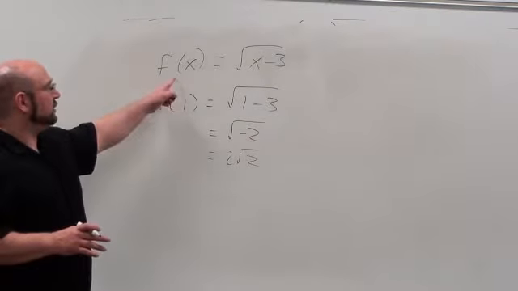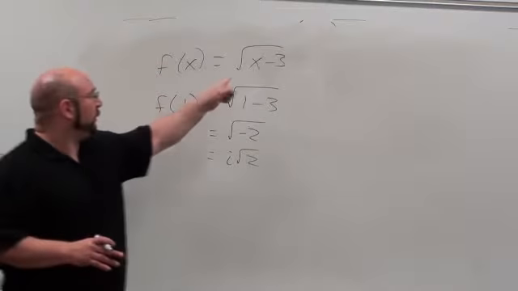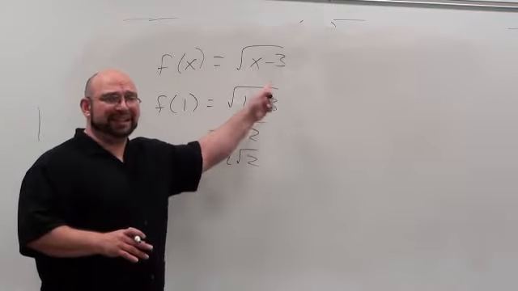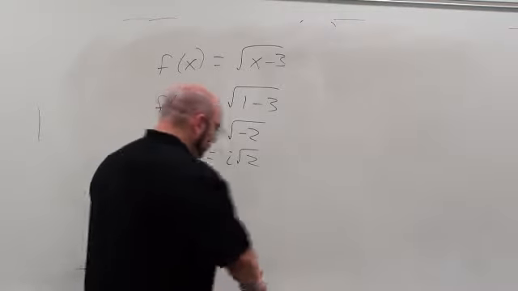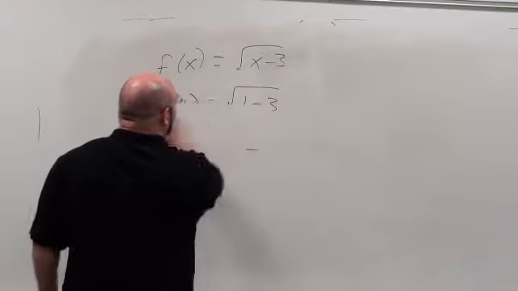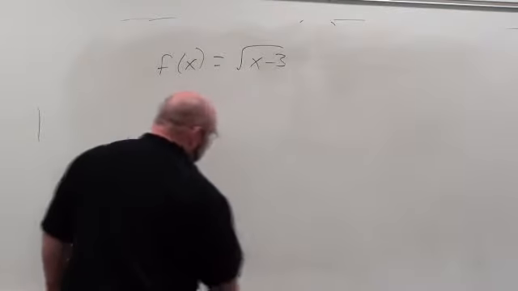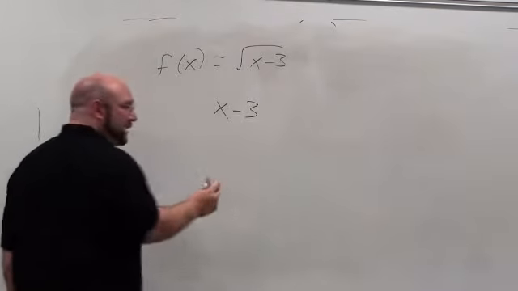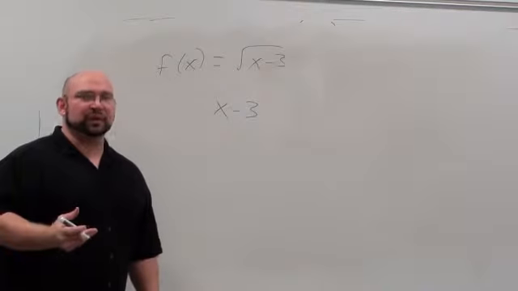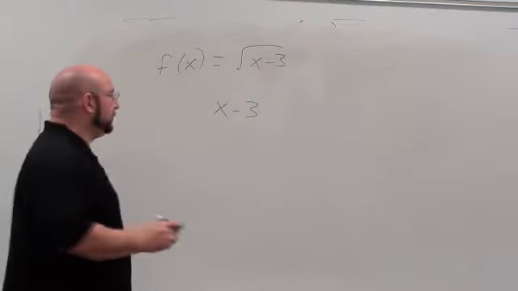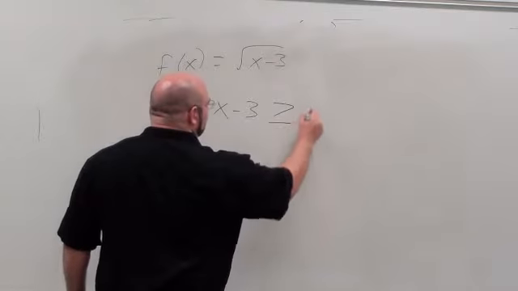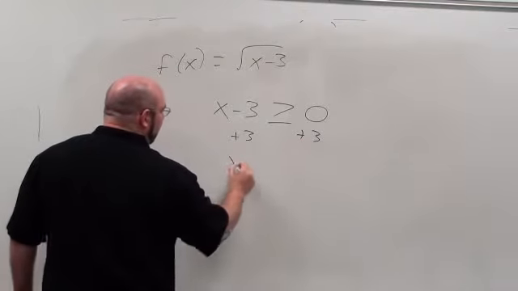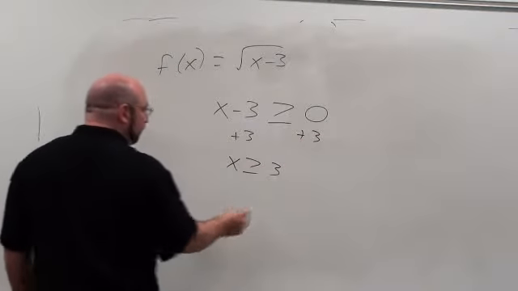So whatever x is, my x minus 3 is going to be at least 0. To set this up, x minus 3 has got to be at least 0. At least means greater than or equal to. I add 3 to both sides. x is greater than or equal to 3.